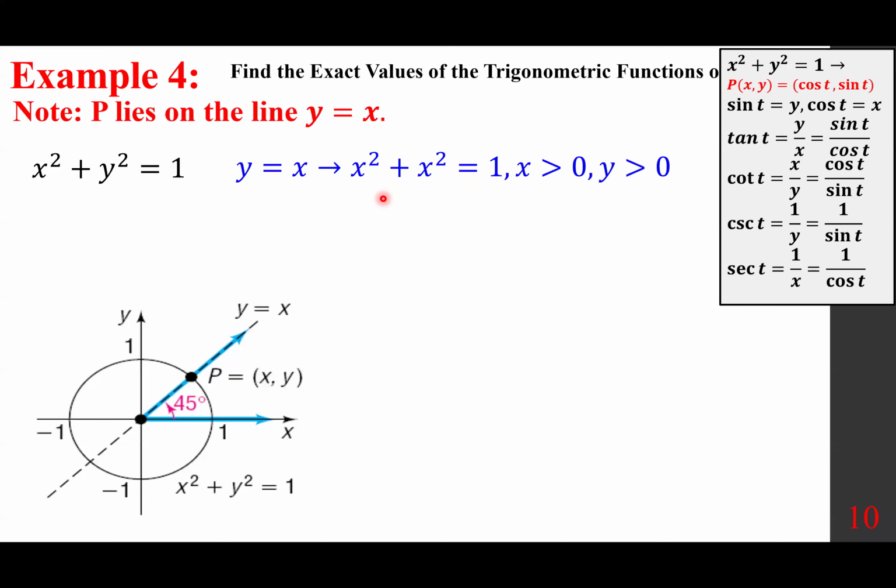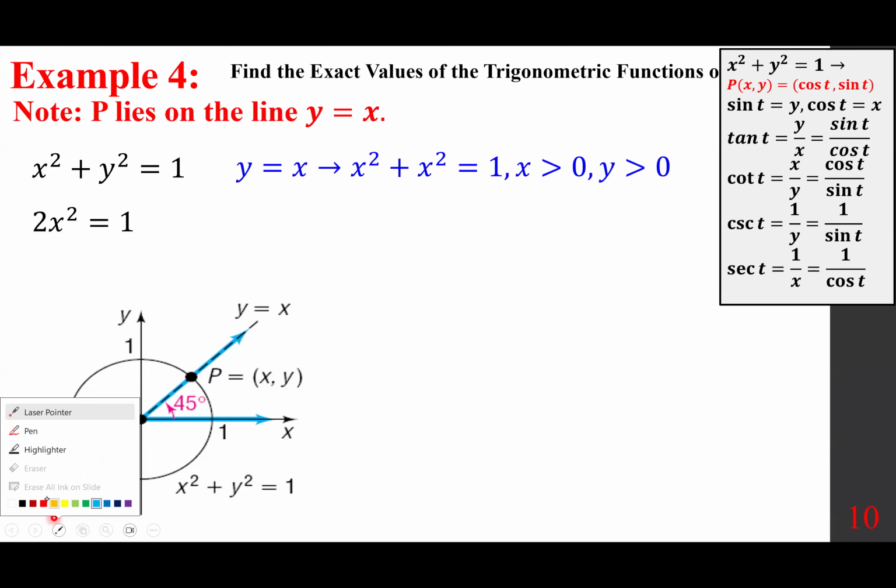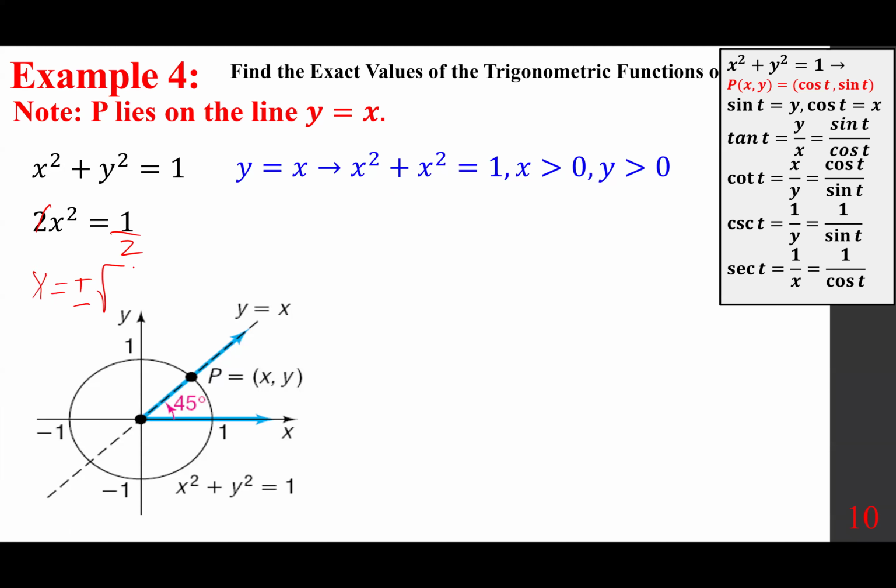So if that's the case, this gives us 2x squared equals 1. x squared is 1/2. x is plus or minus the square root of 1/2. And we've already decided they are positive. So x is equal to positive 1 over square root of 2. The 1 comes out. You can rationalize by multiplying by square root of 2 over square root of 2.